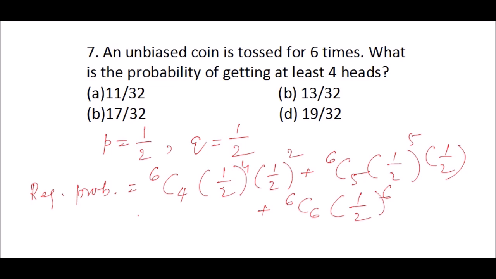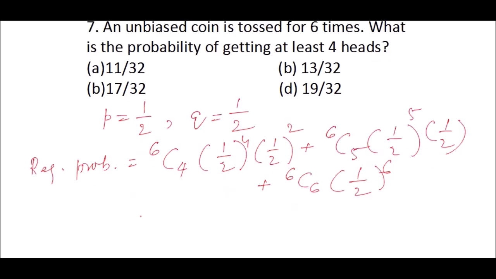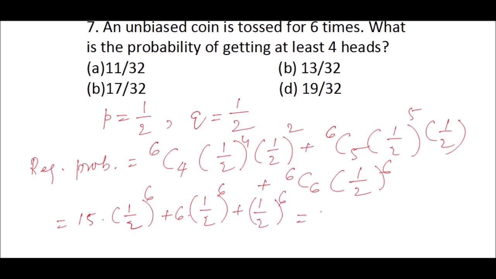If you simplify, then you'll get that this is 15 times half to the 6, plus 6, and 1. Therefore, you get 15 plus 6 plus 1, which is 22 divided by 64. Therefore, 11 by 32, and that is the answer, and therefore option A is the correct option.